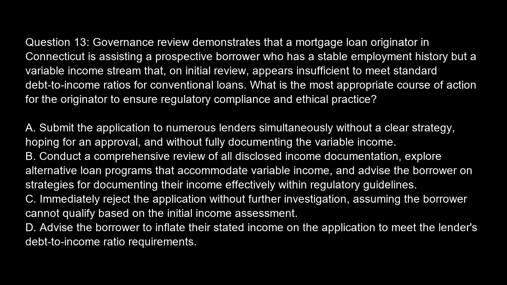Option A. Submit the application to numerous lenders simultaneously without a clear strategy, hoping for an approval, and without fully documenting the variable income. Option B. Conduct a comprehensive review of all disclosed income documentation, explore alternative loan programs that accommodate variable income, and advise the borrower on strategies for documenting their income effectively within regulatory guidelines. Option C. Immediately reject the application without further investigation, assuming the borrower cannot qualify based on the initial income assessment. Option D. Advise the borrower to inflate their stated income on the application to meet the lender's debt-to-income ratio requirements.